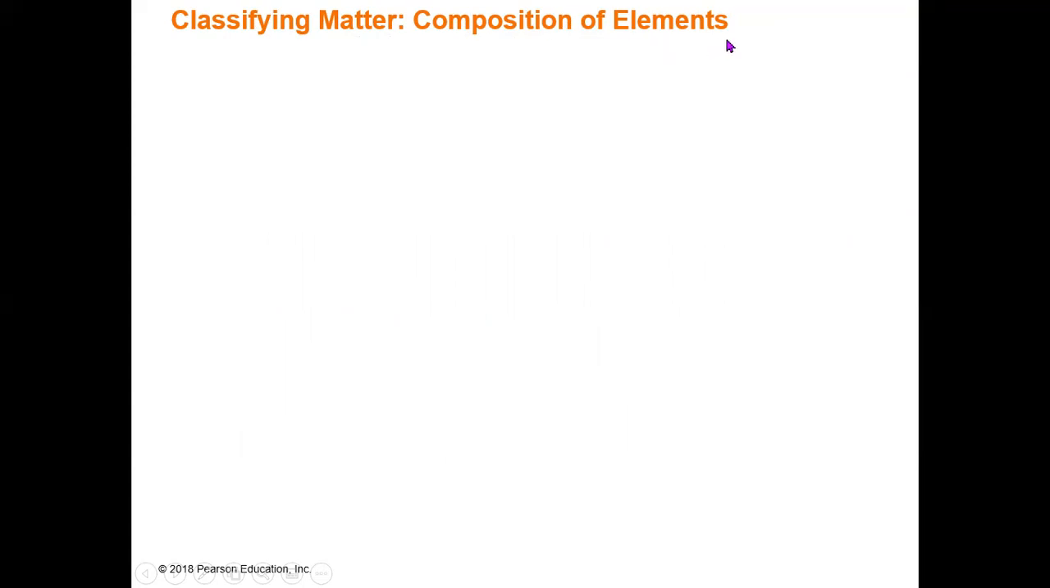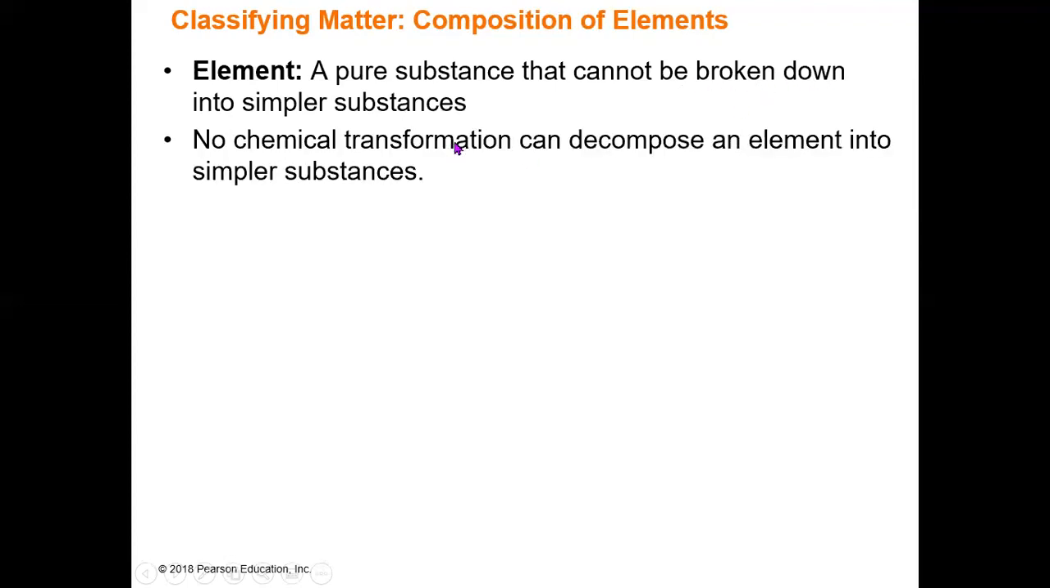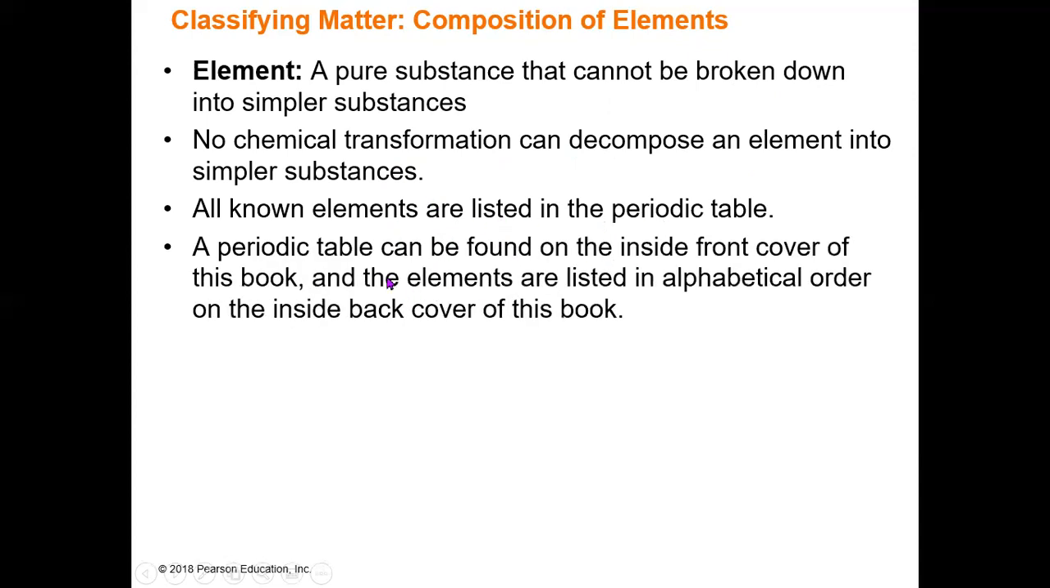Classifying matter, composition of elements. Element, a pure substance that cannot be broken down into simple substances. No chemical transformation can decompose the element into simpler substances. All known elements are listed in the periodic table. The periodic table can be found on the inside front cover of this textbook, and the elements are listed in alphabetical order on the inside back cover of this book.